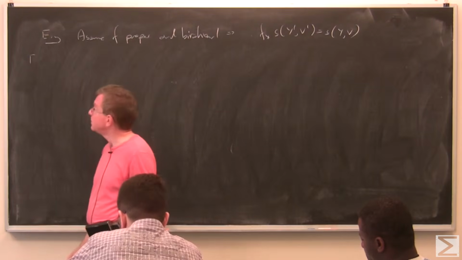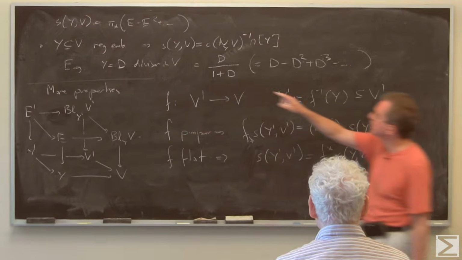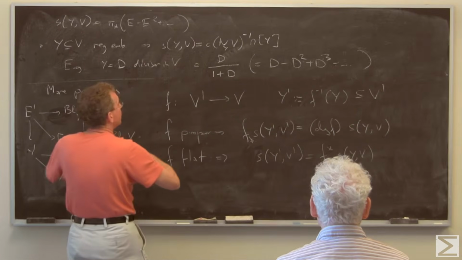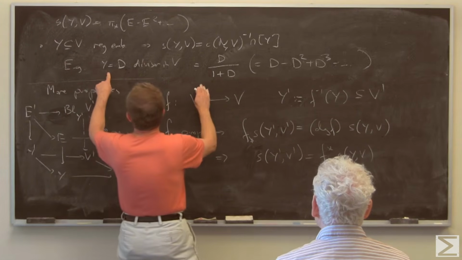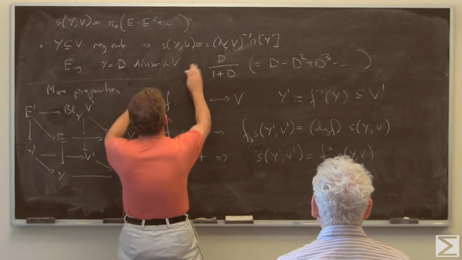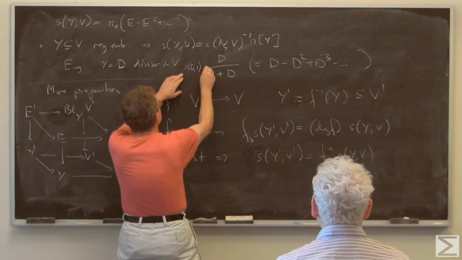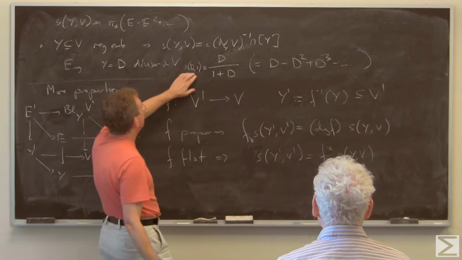In fact, one reason why I'm putting this on the board is that it's a good mnemonic for the definition of Segre class. Suppose you have a class that satisfies this. You should complain because I don't write things where I should. This is s(y, v), that was missing. This Segre class equals that.